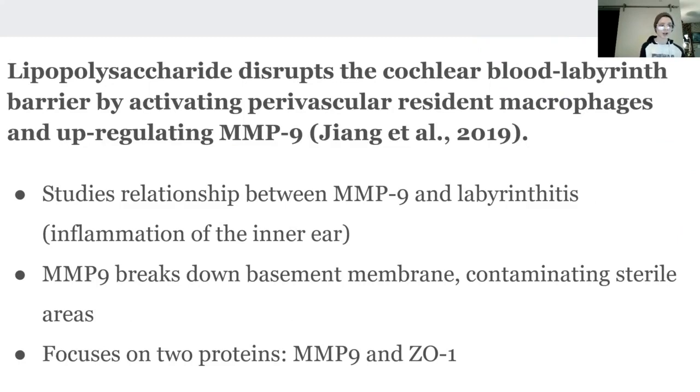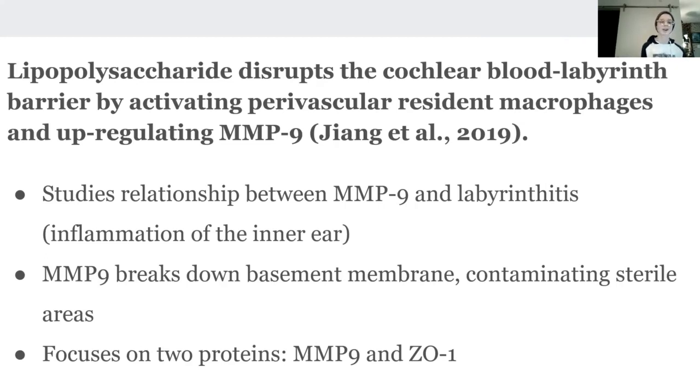And so we're going to be spending a lot of time on this paper called "The Lipopolysaccharide Disrupt the Cochlear Blood Labyrinth Barrier by Activating Perivascular Resident Macrophages and Upregulating MMP-9." And so that's quite a long title, and we're going to refer to it as Zhang et al. 2019. But what it's studying essentially is this relationship between MMP-9 and a disease called labyrinthitis. And so labyrinthitis is a condition that is inflammation of the inner ear. So we talked quite a bit about that cochlea and that microstructure, the stria vascularis.